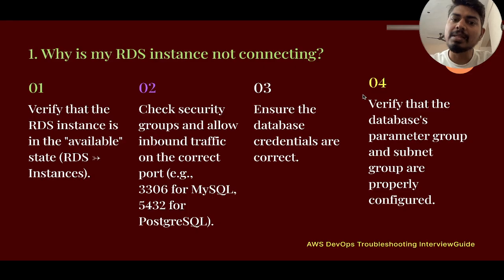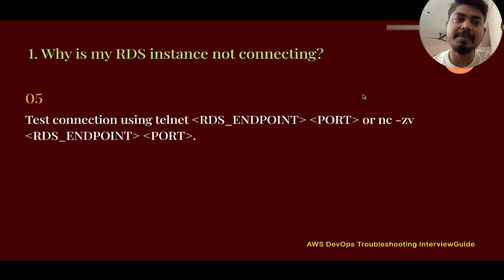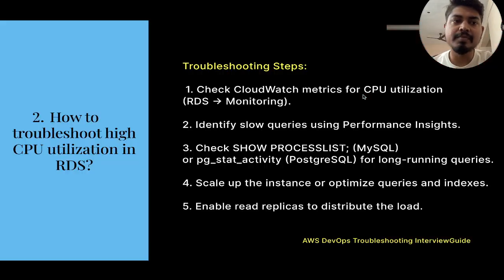And second, the username and password which we will pass, and we are passing the port number as well. Make sure the credentials are correct. Verify that the database parameter group and subnet group are properly configured. And for testing the connection, you can run the telnet command with the RDS endpoint followed by the port number, to see if it is connecting or not.